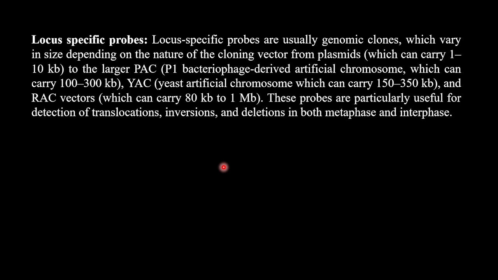Locus specific probe: if you know that at this particular locus you want to study the mutation, and you are very sure there should be a mutation at this particular locus, then you can use the locus specific probes. These probes can be generated by using cloning vectors like plasmids, bacteriophage-derived artificial chromosomes, or yeast artificial chromosomes, depending on the size of the probes. If it is like 150 to 350 kb, you can use yeast artificial chromosomes.